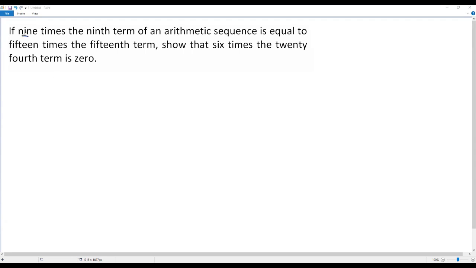Okay, it is given that 9 times the ninth term, we can write 9 times a9, is equal to 15 times the 15th term, that is a15. Actually, a9 represents the ninth term of the arithmetic sequence, and a15 represents the 15th term. According to the information, 9 times the ninth term equals 15 times the 15th term. Now we have to prove that 6 times the 24th term is 0. That means 6 times a24, where a24 represents the 24th term, equals 0. So this is the result we have to prove.